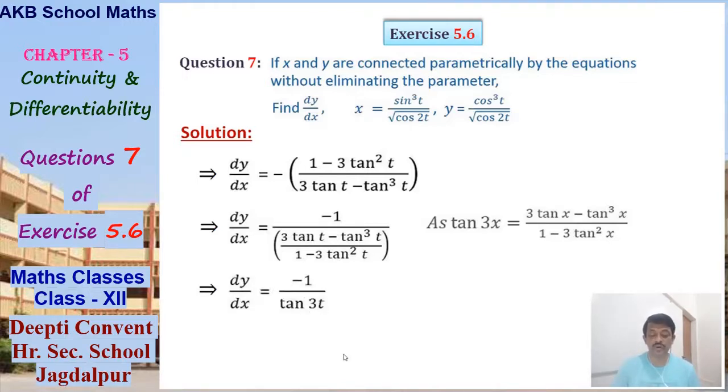1 by tan means cot. So dy by dx equals minus cot 3t. This is the value of the derivative for this question. Dy by dx equals minus cot 3t. Clear? So in this question we are using many formulas to reduce the long process. So remember it, very important question. Okay.